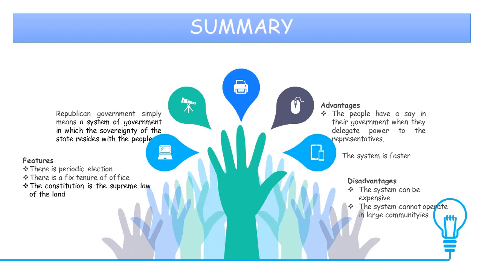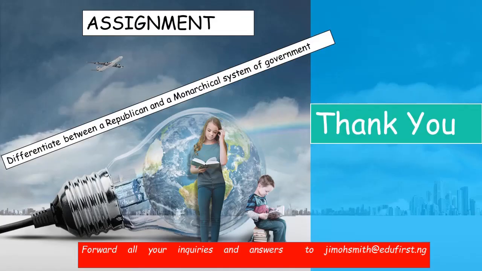Advantages. The people have a say in their government when they delegate power to the representatives. The system is faster. Disadvantages. The system can be expensive. The system cannot operate in large communities. Assignment. Differentiate between a republican and a monarchical system of government.